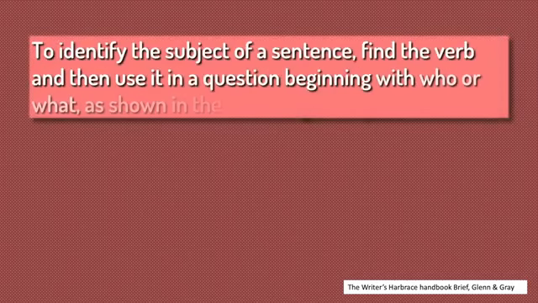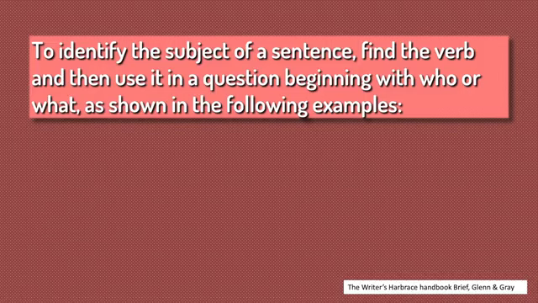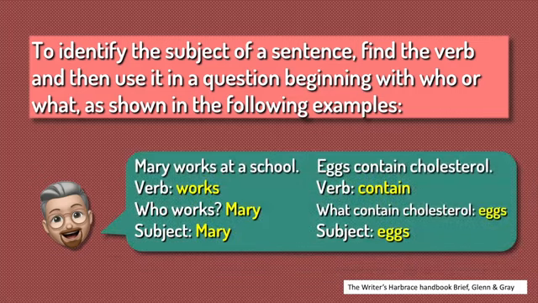To identify the subject of a sentence, find the verb and then use it in a question beginning with who or what, as shown in the following examples. Mary works at a school. Verb, works. Who works? Mary. So the subject then is Mary. Eggs contain cholesterol. Verb, contain. What contain cholesterol? Eggs. So the subject is eggs.